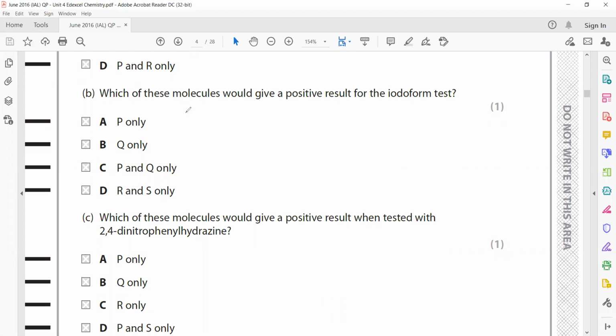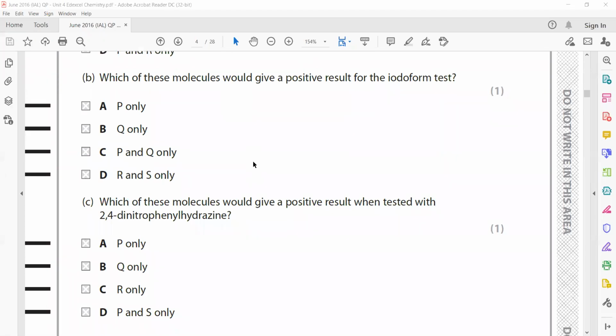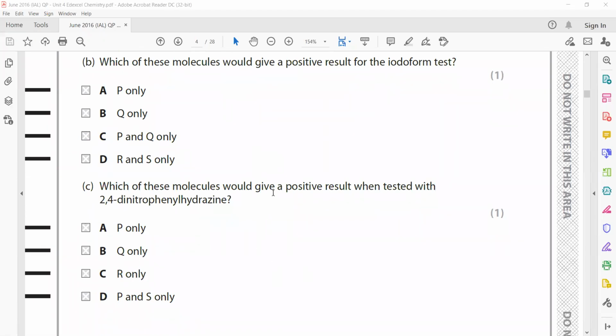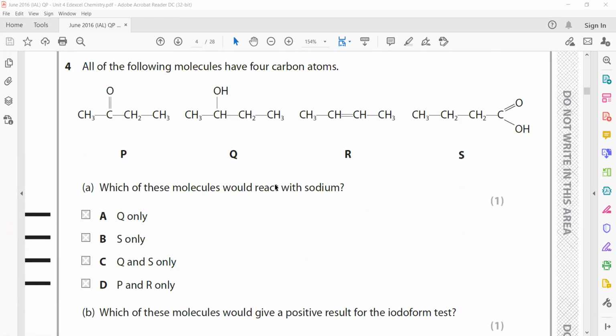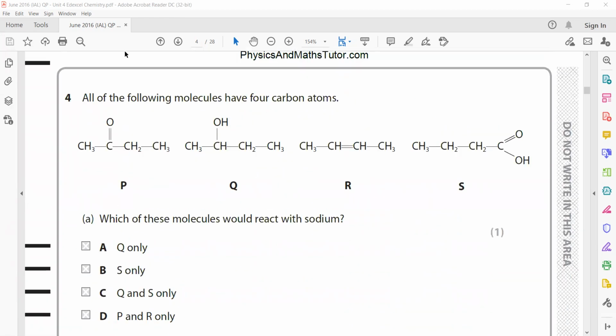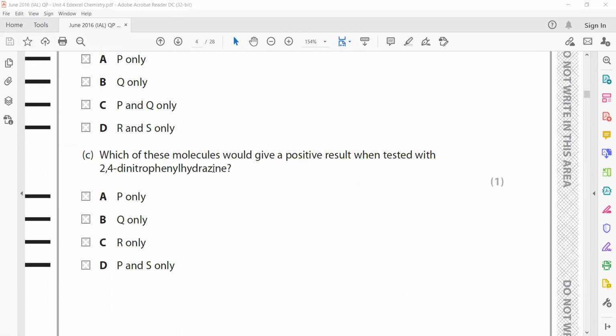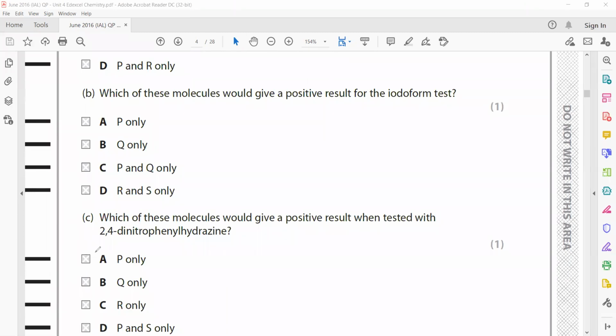Next, which of these molecules would give a positive result when tested with 2,4-dinitrophenylhydrazine? Basically, this is a test for aldehyde or ketone, so we only have aldehyde here, the ketone here. So 2,4-dinitrophenylhydrazine will give a positive result with P only. So A is the right answer.